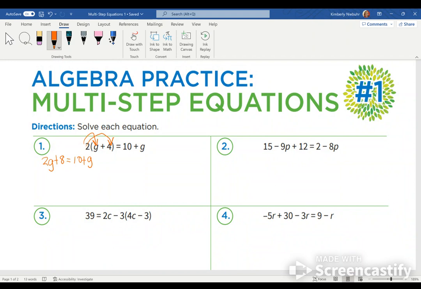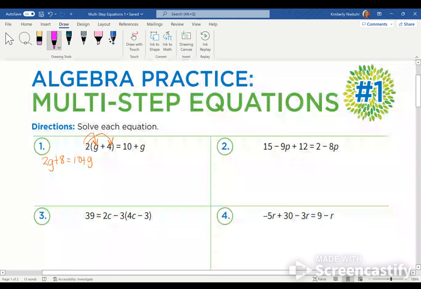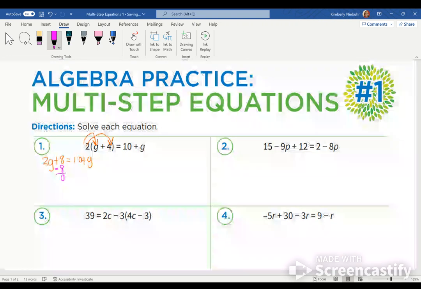Next step, we need to isolate the variable. So we need to do the inverse operation of addition here and subtract the 8 from itself. And that's going to give us 0. And we're going to subtract 8 over here. What we do to one side, we do to the other. 8, 9, 10. That's going to give us 2. And we still have plus g.